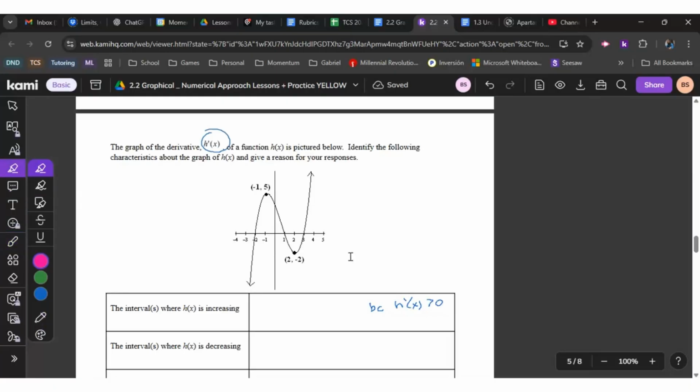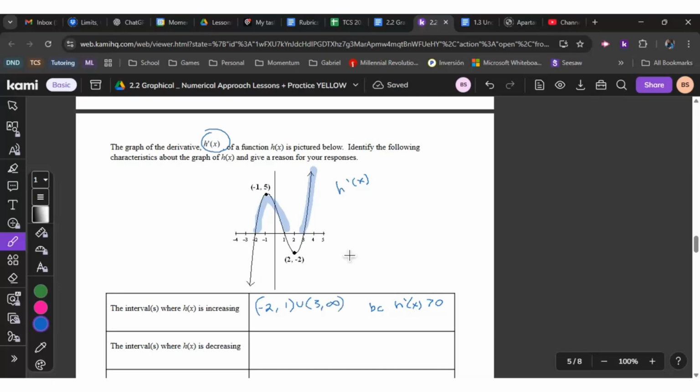So where's my derivative positive? It's like here and there, right? Because this is the derivative. So when the derivative is positive, the original function is increasing. So this means it's going to be from -2 to 1 and from 3 to infinity. Does that make sense?